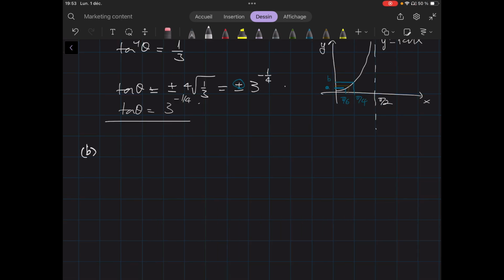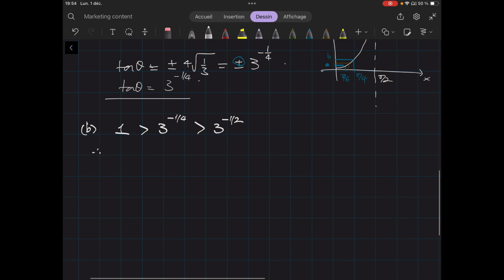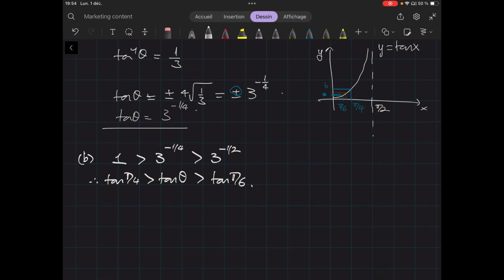Therefore, we can start our proof with 1 is greater than 3 to the power of negative 1 by 4, greater than 3 to the power of negative 1 by 2. Therefore, tan of pi by 4 is greater than tan of theta is greater than tan of pi by 6. Looking at the graph, tan of x is monotonically increasing on this interval. Therefore, pi by 6 is less than theta is less than pi by 4.